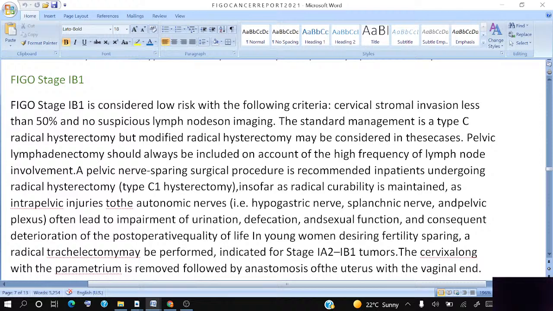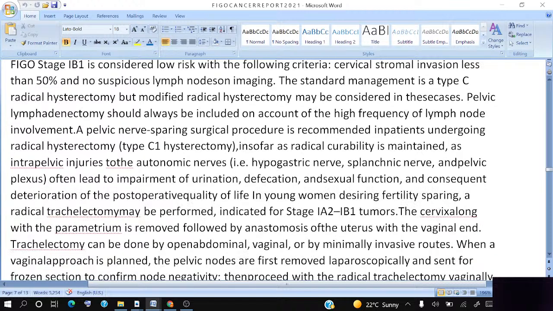So a pelvic nerve-sparing surgical procedure is recommended for the type of hysterectomy, and in radical hysterectomies the radical curability has to be looked at carefully because of intrapelvic injuries, especially to the autonomic nerves. So the hypogastric nerve, the splanchnic nerve, and the pelvic plexus can be damaged during this whole process. So we have to improve the patient's urination, defecation, and sexual function, and the consequent post-operative quality of life of the female. We have to look at the female with a desire for fertility.